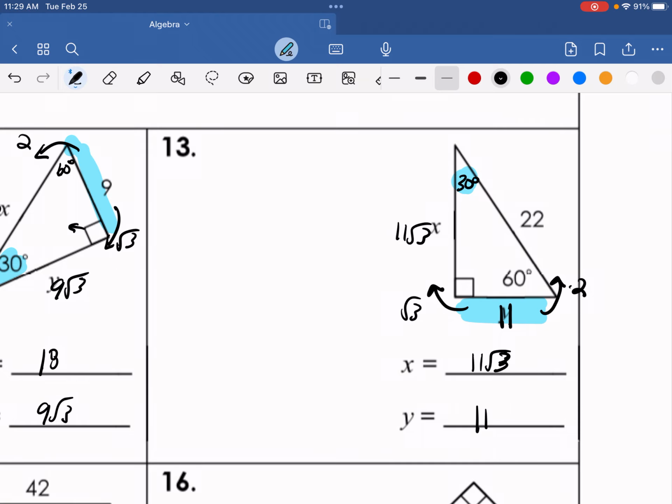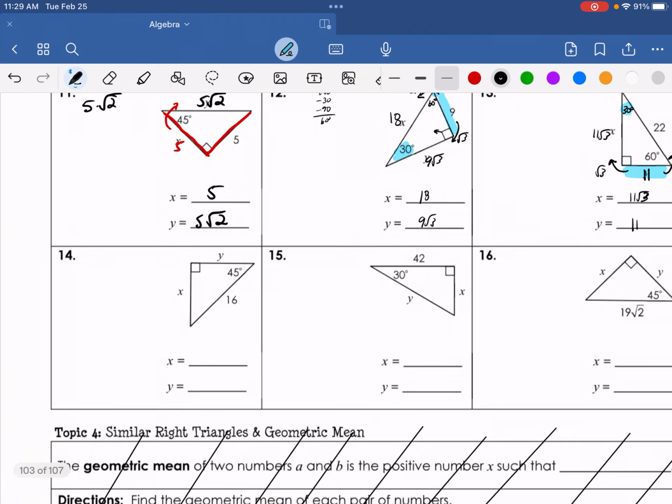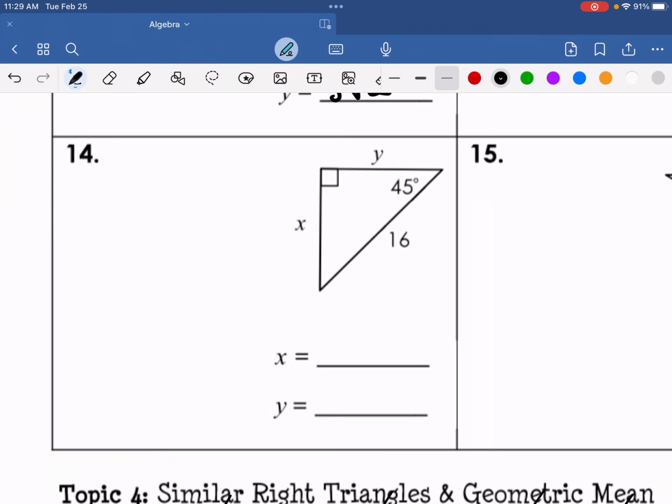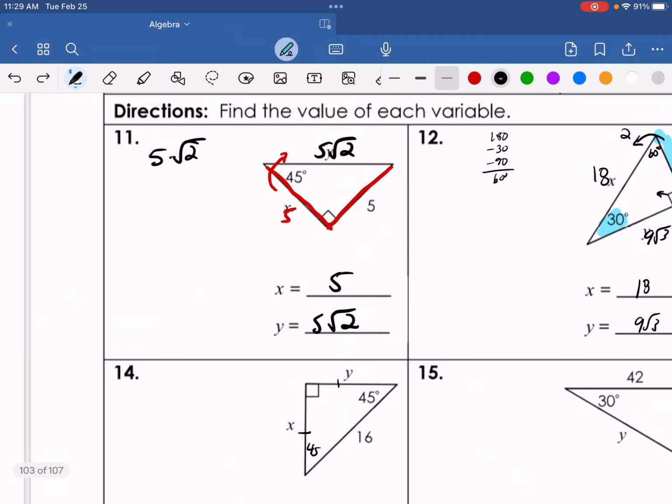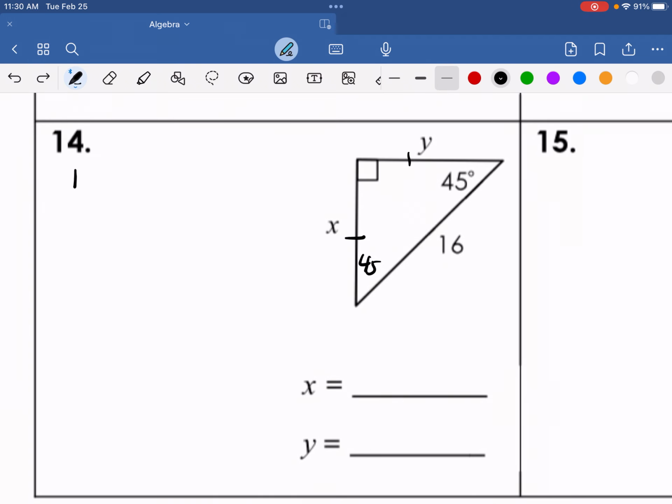And 11. Okay, I'll show you this one. It's a 45, 45. These two sides are the same. We know the hypotenuse is 16, so that means we're not multiplying, we're dividing. What are we dividing by? Radical 2. That's the only thing you need to worry about. So we're going to take 16 divided by radical 2, as a fraction. Okay, that is the answer for X and Y.